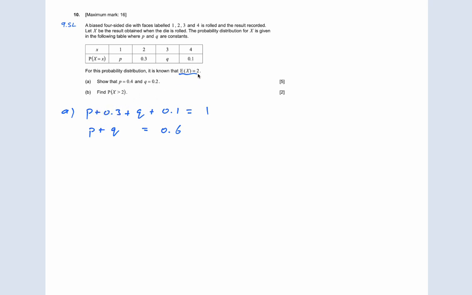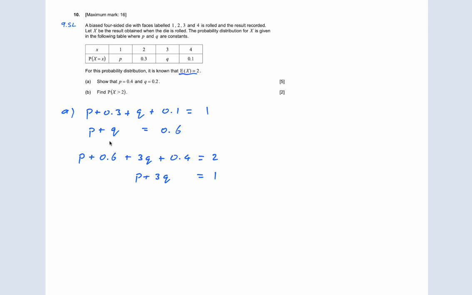And that formula, also in the formula booklet, is essentially this times this, 1 times p, plus 2 times 0.3, which is 0.6, plus 3 times q, plus 4 times 0.1. So this times this, plus this times this, plus this times this, plus this times this, and it equals 2. So simplify this into p plus 3q equals 2 minus 0.4, which is actually 1. And now I have this. So I can solve these simultaneous equations.